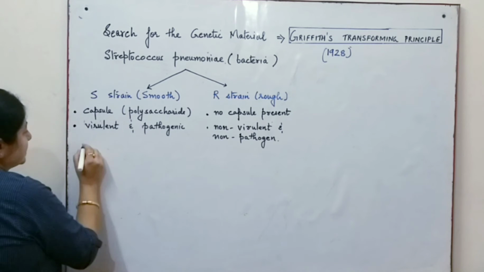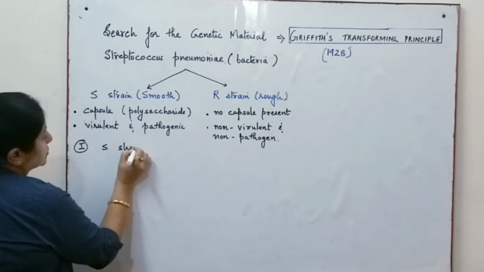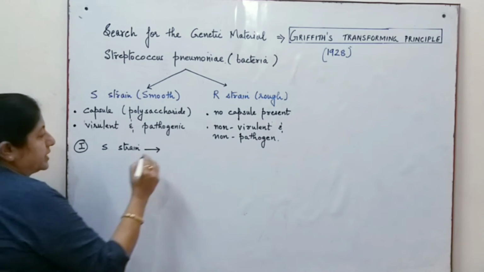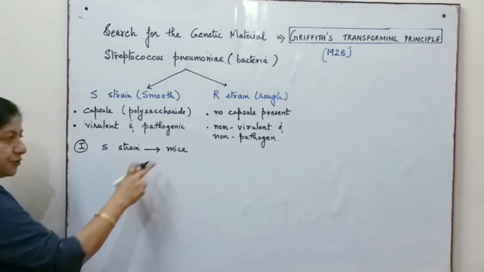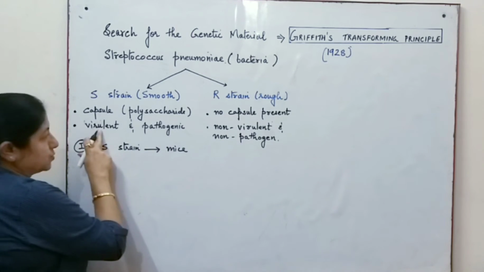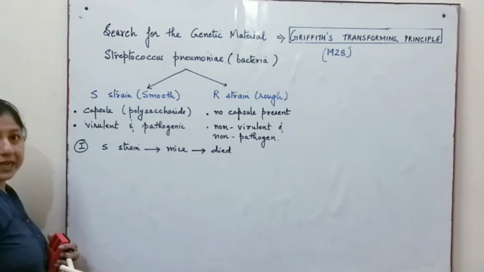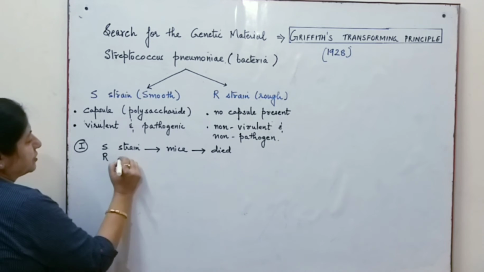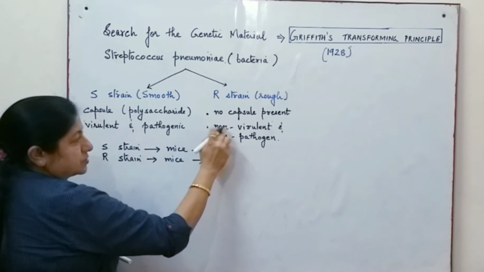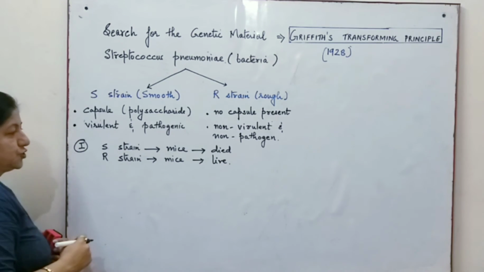For his experiments, he first took the S strain, which was known to cause the infection. He took mice for all his experiments. So the S strain was introduced into the mice, and since it was virulent and pathogenic, the mice died. The result was well expected. Further, he introduced the R strain into the mice, and since it was non-virulent and non-pathogenic, the mice lived. That means there was no infection.